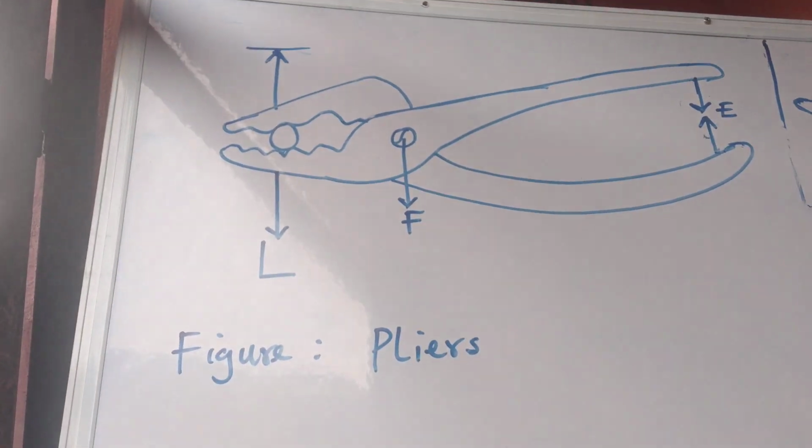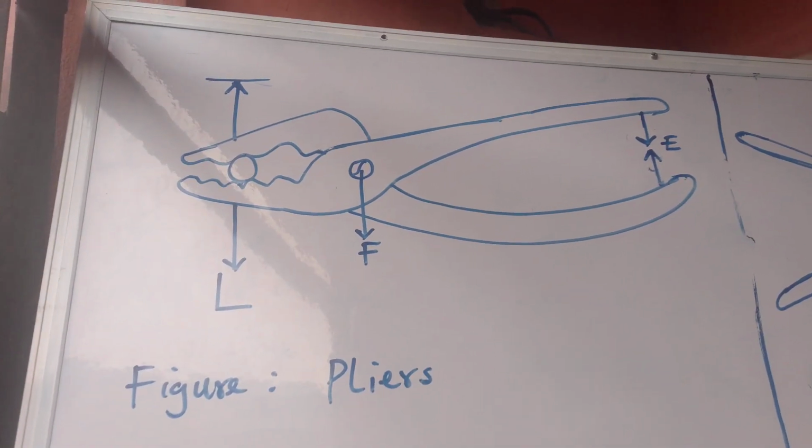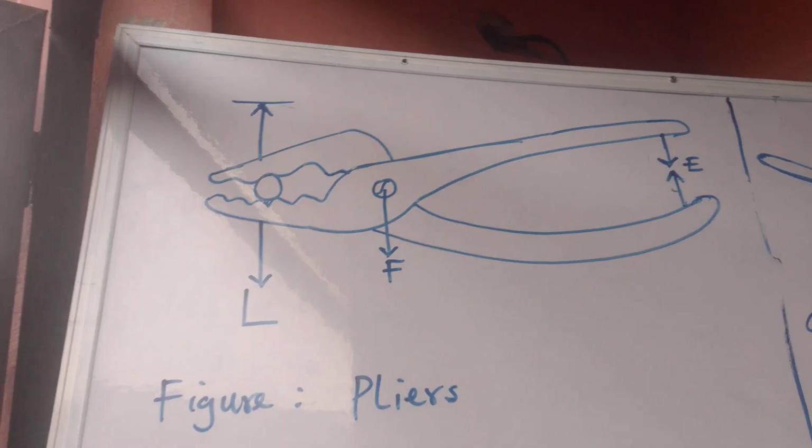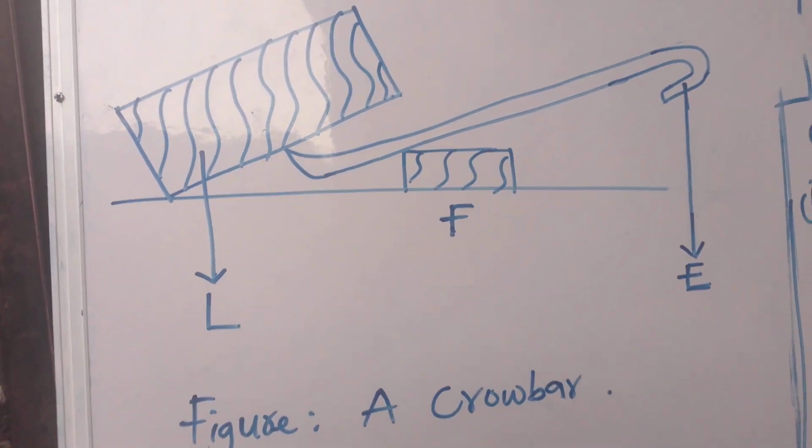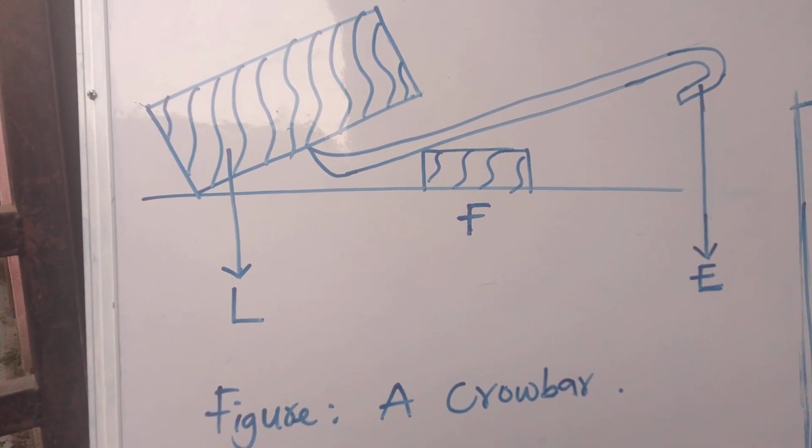The first example there was the pliers. Take note of it. You see that the fulcrum is in between the load and the effort as well. Same as the crowbar, the fulcrum is always between the load and the effort.